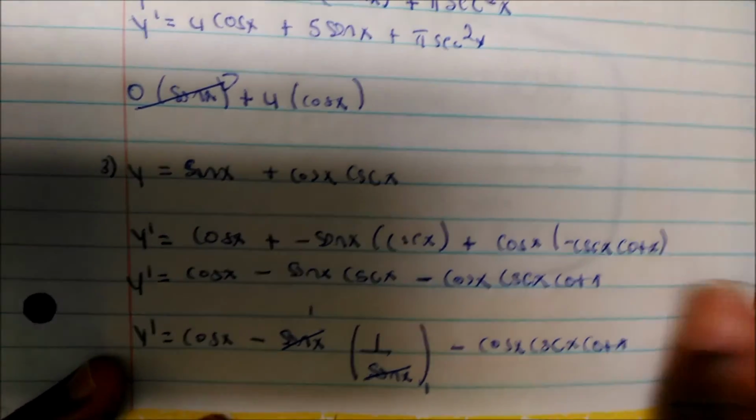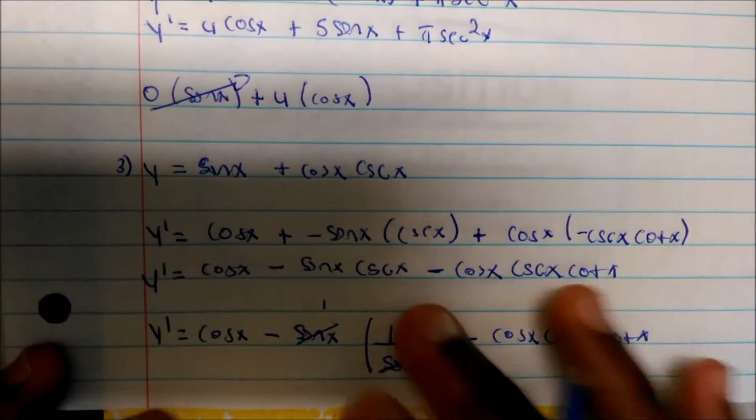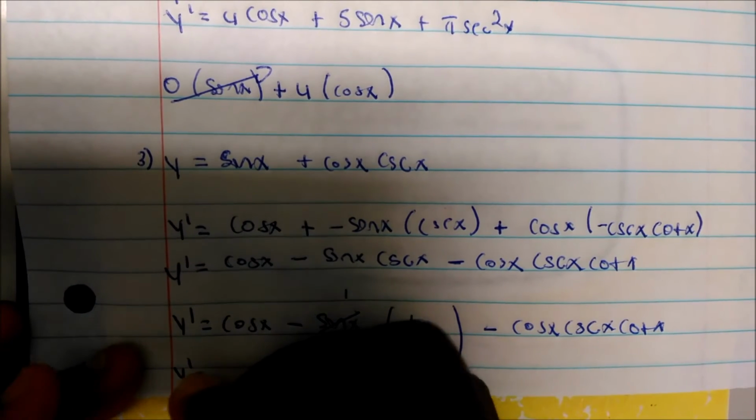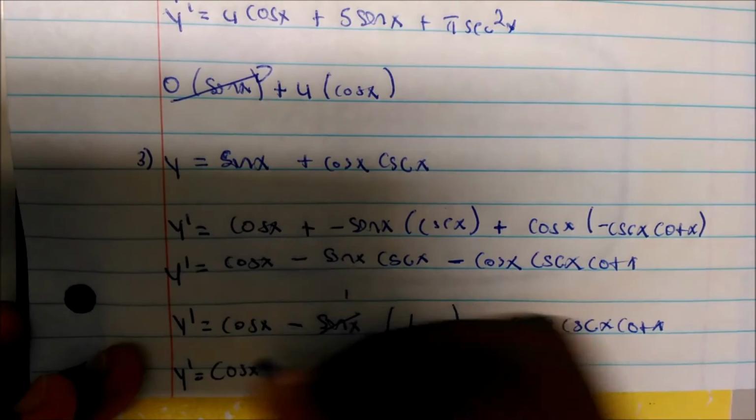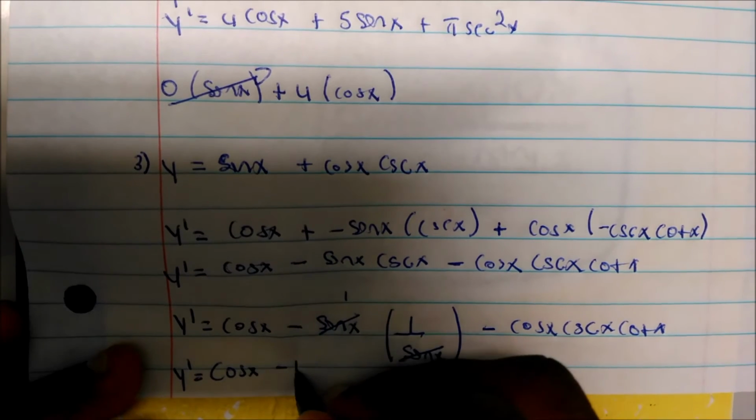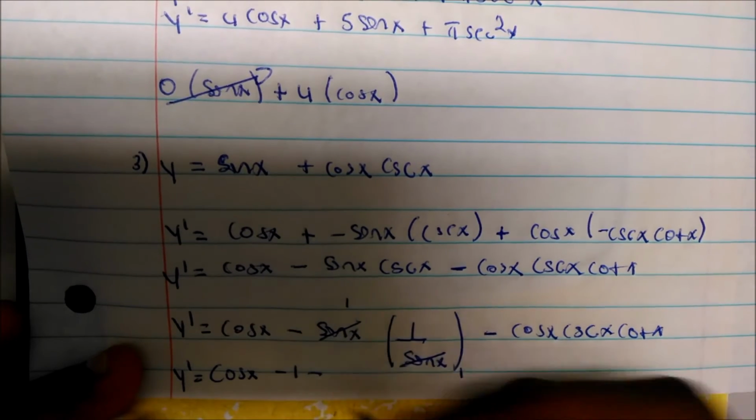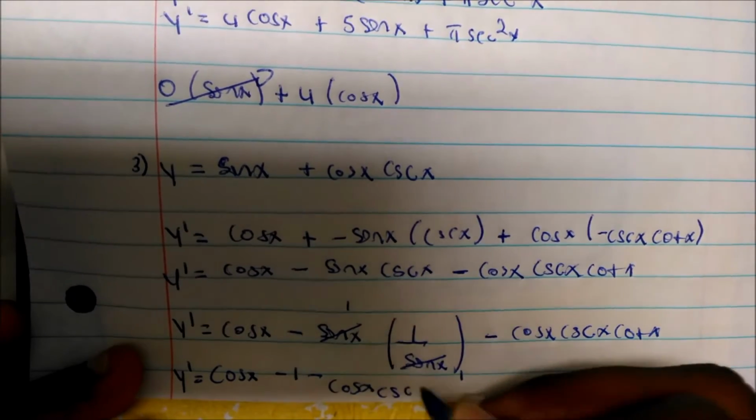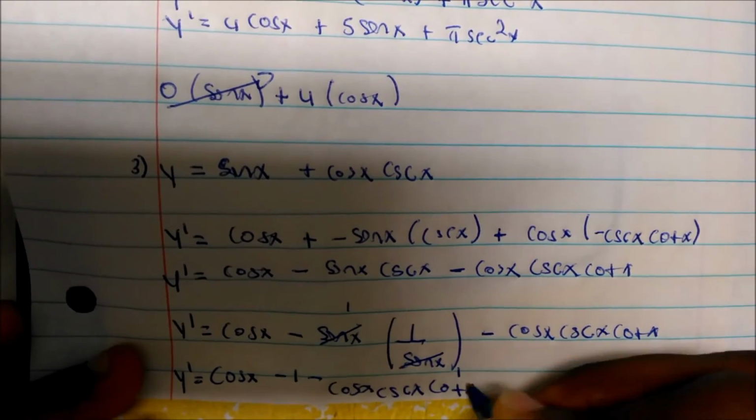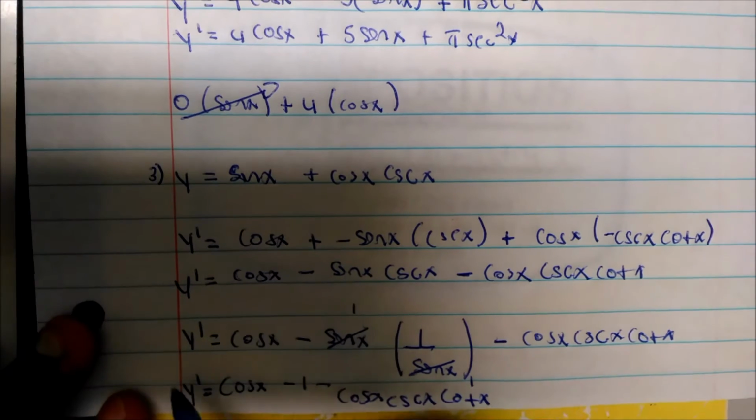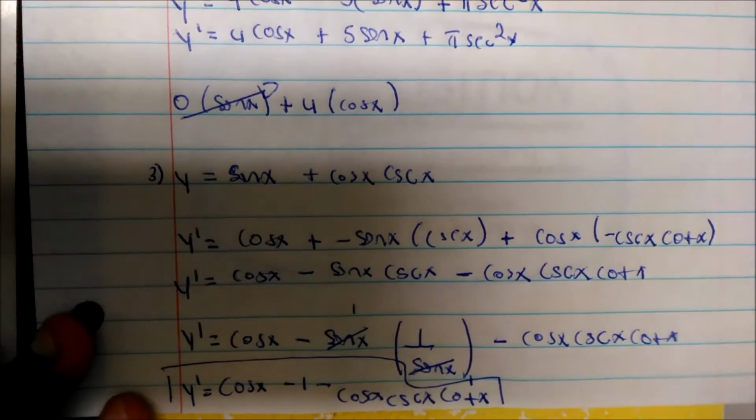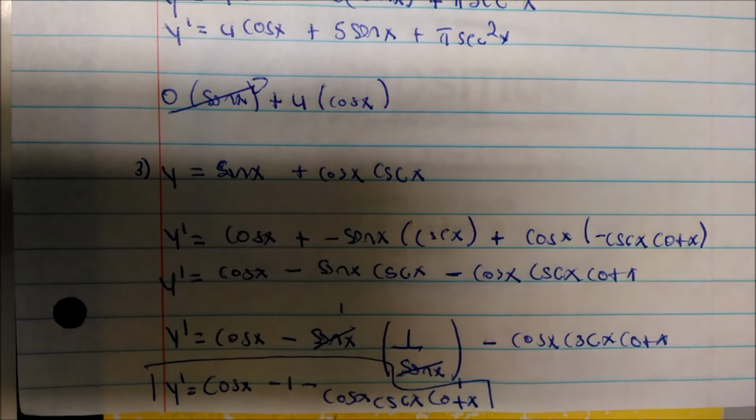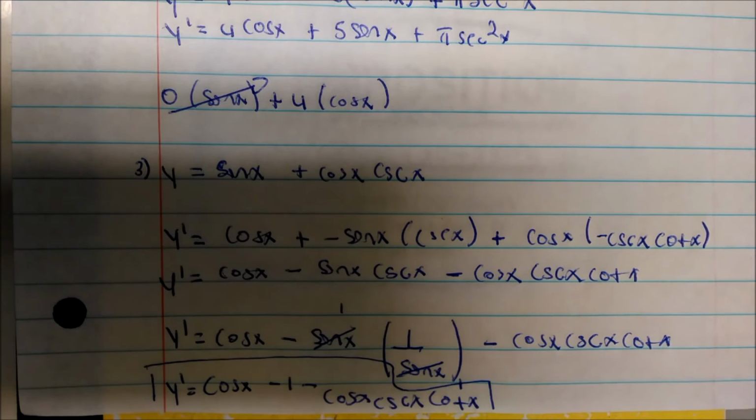And I'm running out of room, but my answer will be, let me see if I could fit it here. My answer will be cosine of x minus 1 minus cosine of x, cosecant of x, cotangent of x. So I run out of room here, but this will be my answer, right? This answer is also correct. It's just that I saw that I could simplify that a little bit more, right?